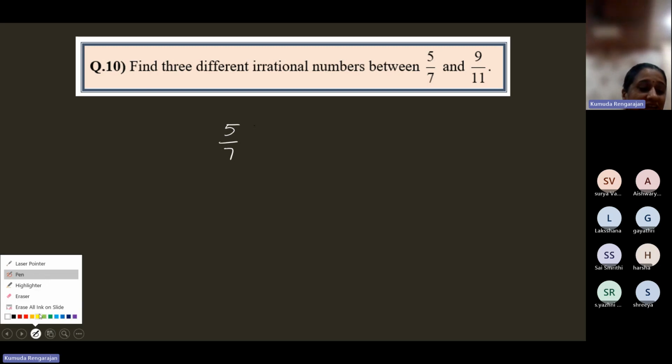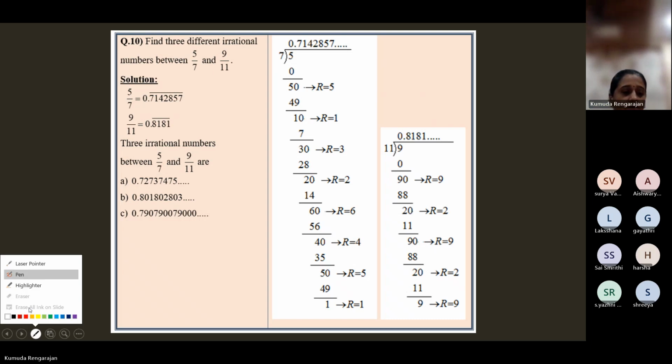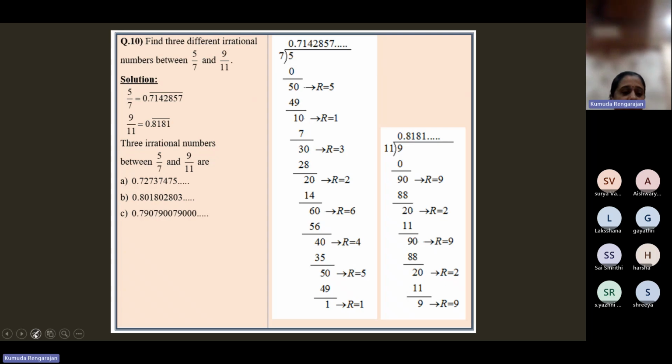So whenever we have to insert irrational numbers, we'll have to find the decimal values. So 5 by 7, divide and find the decimal value of 5 by 7. 9 by 11, divide and find the decimal value. Okay, I'll use this one. So division, I don't have to explain. You will have to perform the long division. 5 by 7, divide and find the decimal expansion. 9 by 11, divide and find the decimal expansion.